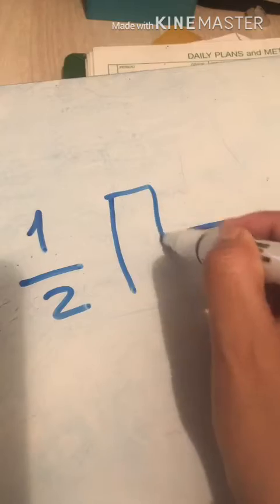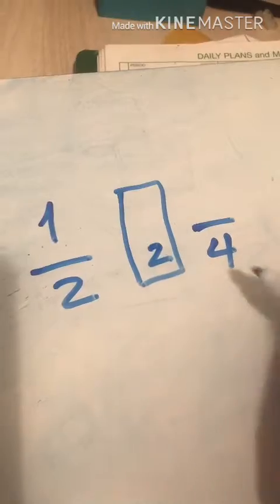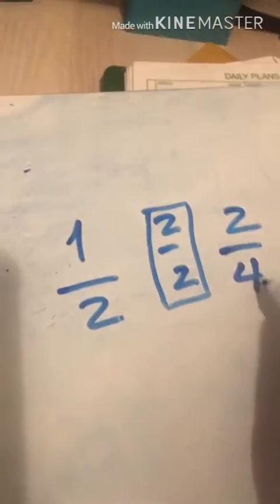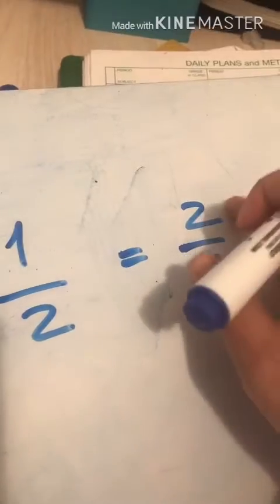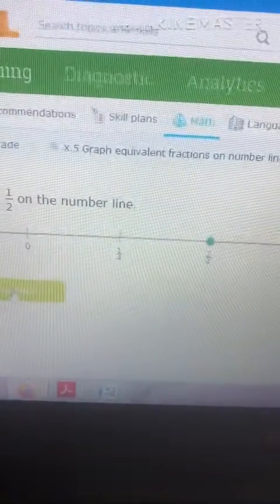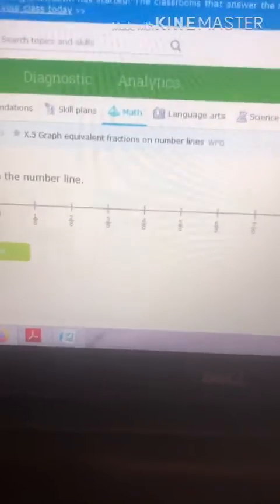So what number am I multiplying right here to get a 4? I'm multiplying by 2 as well. 1 times 2 equals 2, and 2 times 2 equals 4. So if I erase whatever is in the middle, I can say that 1/2 is the same as 2/4. Now I just have to place my 2/4 on my number line, and then click submit. I'm going to do this third one and then you can get started on your own.